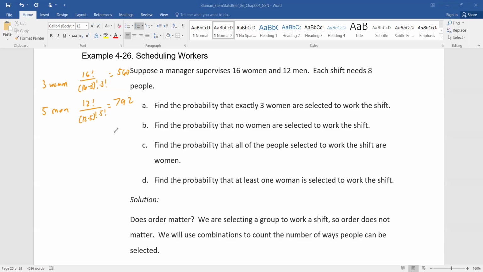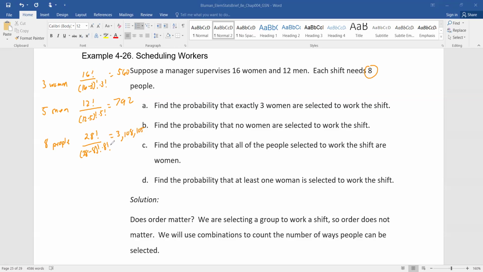We're going to find how many ways 8 people can be selected from the total of 28. So that would be 28 options over 28 minus 8 factorial times 8 factorial. The order doesn't matter. That comes out to about 3,108,105. This will pretty much be the number we use all the time.